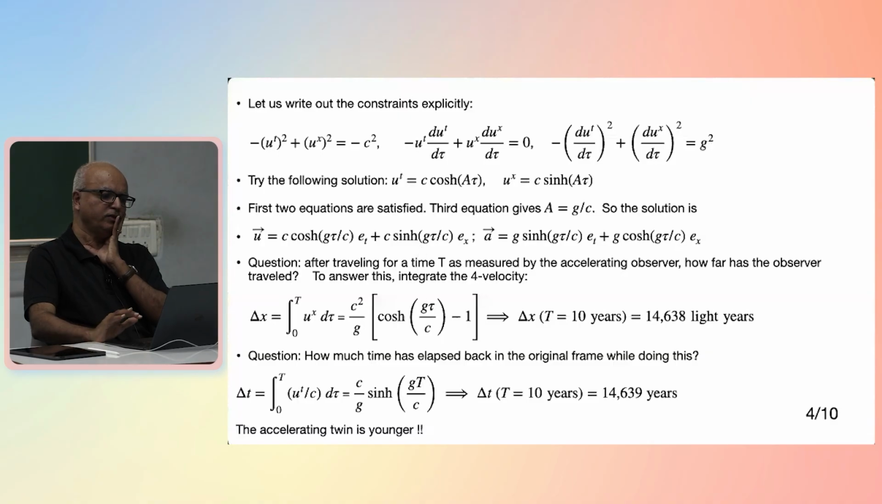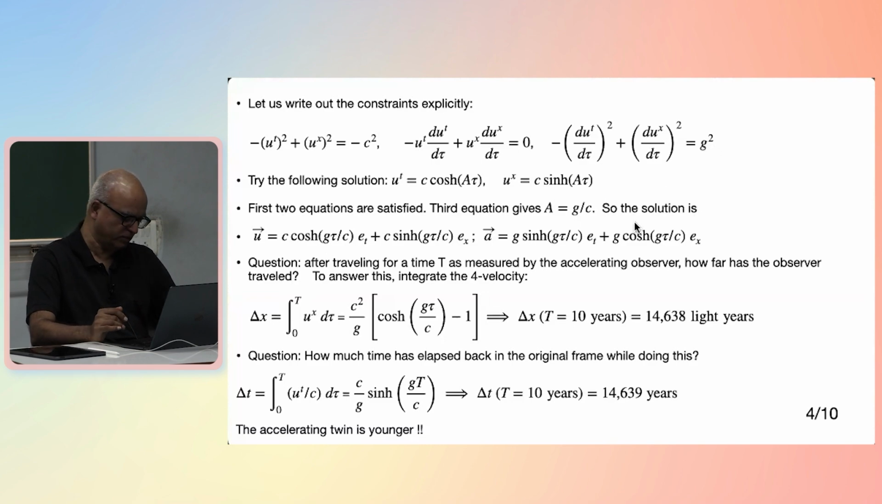What is happening to the velocity as tau goes to infinity? We will come back to that. The sinh will blow up, but you have to take care of the time component also. So, we will come back to this in a moment. And the 4 acceleration is given by this, its magnitude is always g square. So, now we can answer the twin paradox because we have the solution.